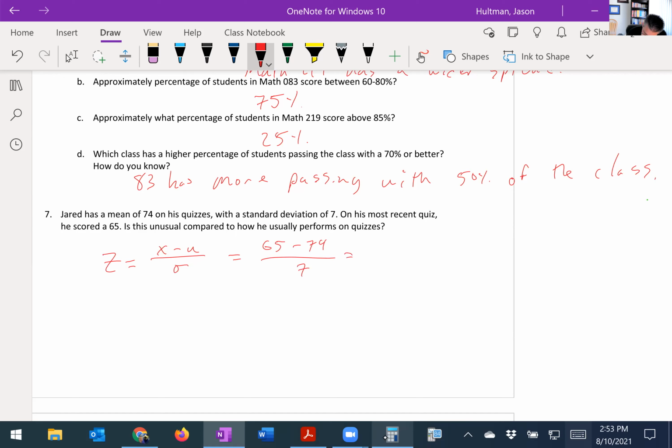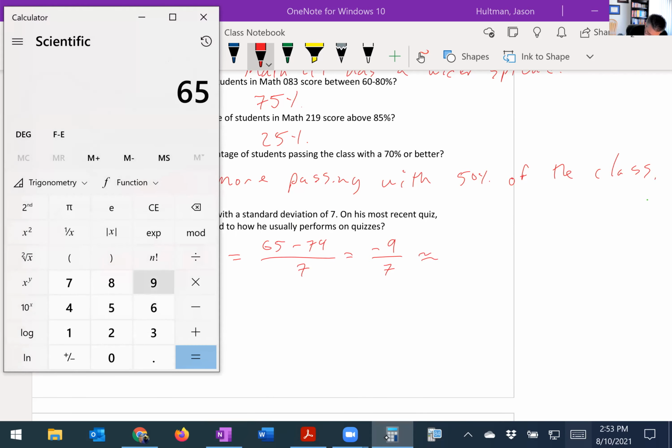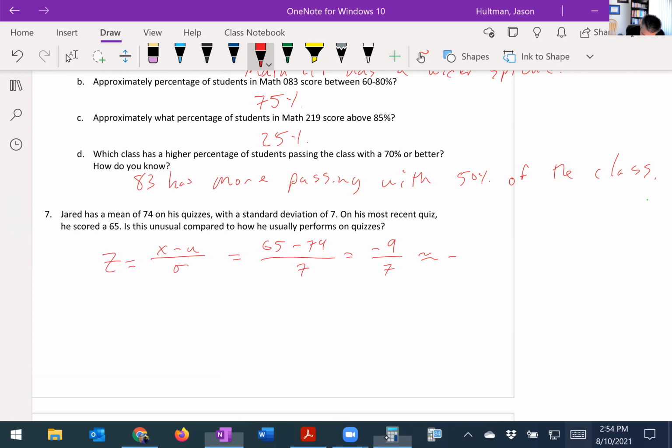So 65 minus 74 is what? Is that negative 9? Yeah, negative 9 over 7. So let's go to the calculator on this. Negative 9 divided by 7, which is negative 1.28. I'll call it negative 1.29, which is 1.29 standard deviations below the mean.